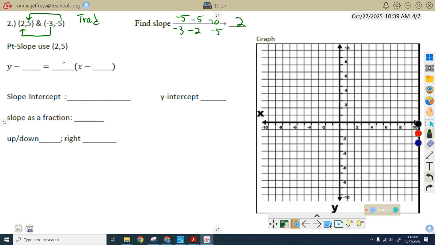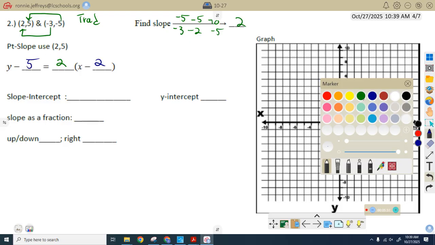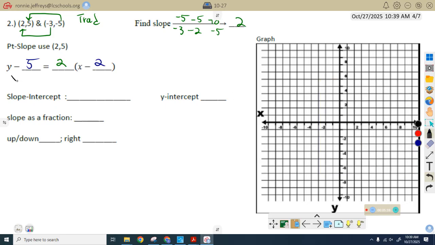All right. Well, that holds down. This goes here. This goes here. Y minus 5 equals 2 times x minus 4. Add 5. Add 5. Y equals 2x plus 1. Alright, so y-intercept is 1. Slope as a fraction is 2 over 1. So that is up 2 to the right 1.